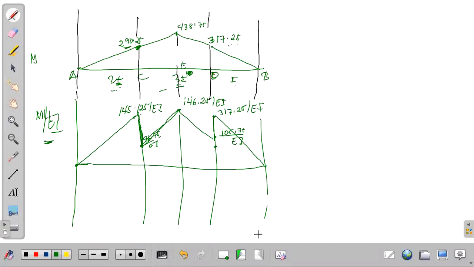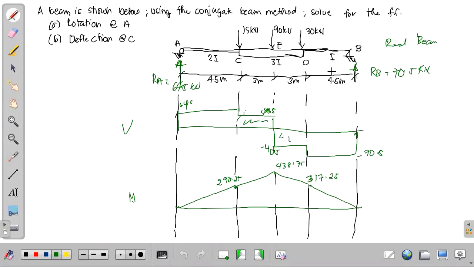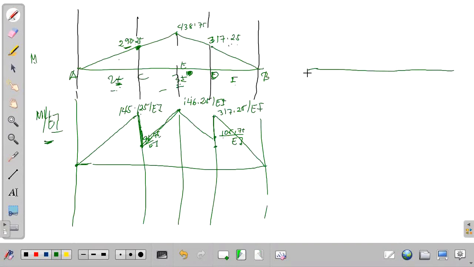So, for the conjugate beam, pagka nag-drawing na tayo ng conjugate beam, our real beam is simply supported, kaya ang magiging support ng conjugate beam natin, simply supported din. Okay? So this is our conjugate beam. This is A, B. Okay? So what will be now our load for our conjugate beam? So our load for our conjugate beam is equal to the M over EI diagram. Okay? So we have the M over EI diagram.